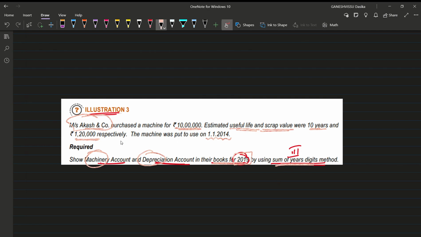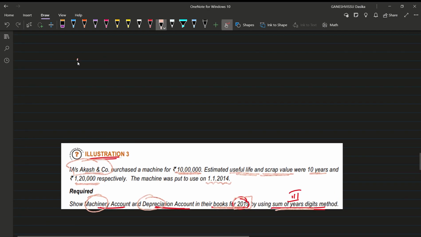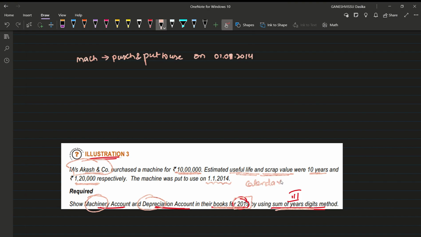Simply, the machinery has been purchased and put to use on 1/1/2014. Let us assume that Mrs. Akash and Company is following the calendar year as its accounting year.